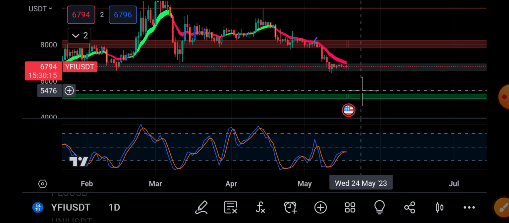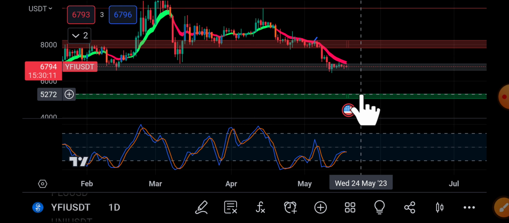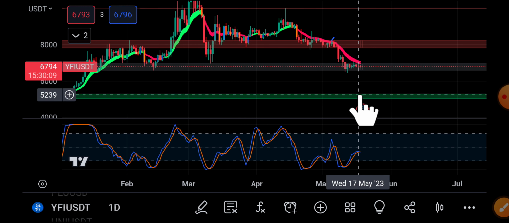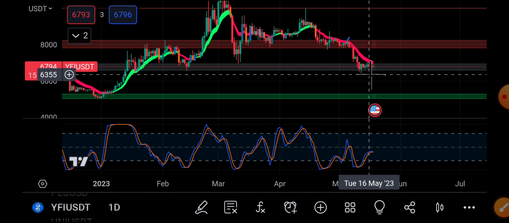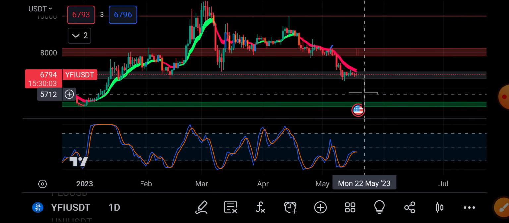One last fake out even to the downside, where we could see the price drive down to the $5,300 level before we see a huge bounce even to the all-time highs for YFI in the medium to long term. So that's what we're expecting.